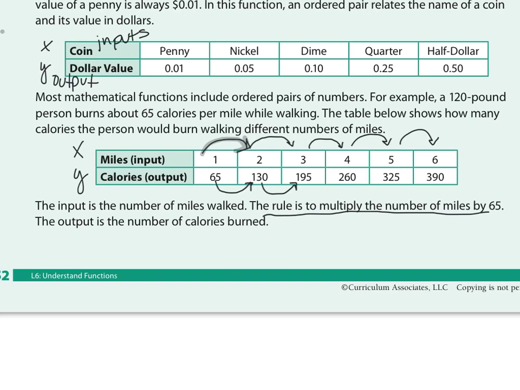So in other words, if I want to figure out my output, the output is the number 65 times however many miles you've walked, or your input. So calories equals 65 times miles. All right, so this is a nice function rule.